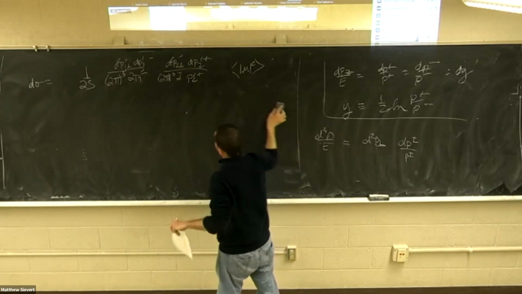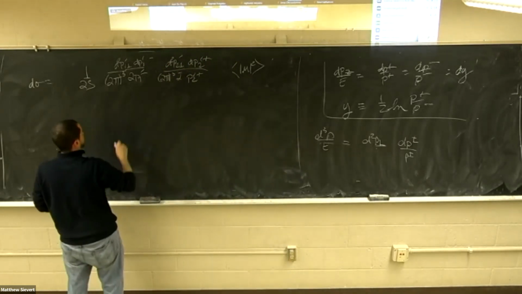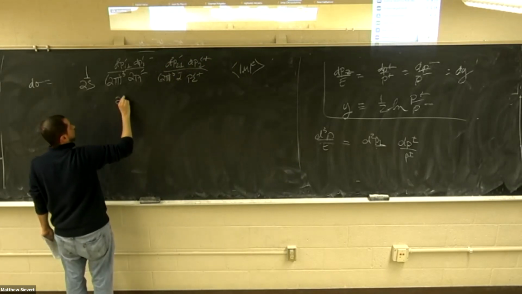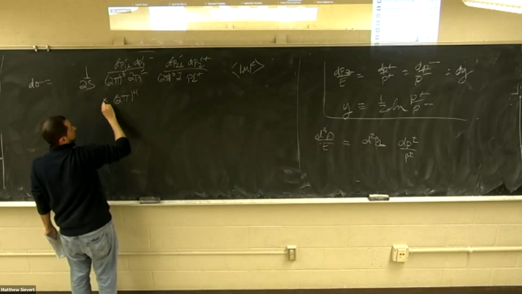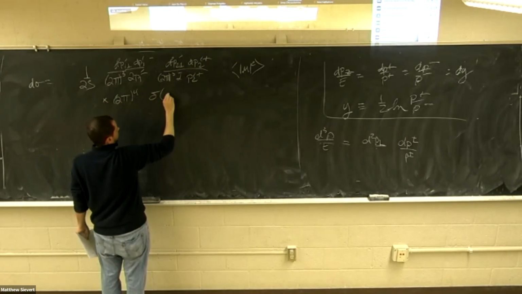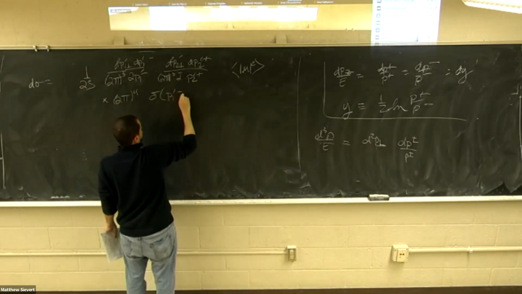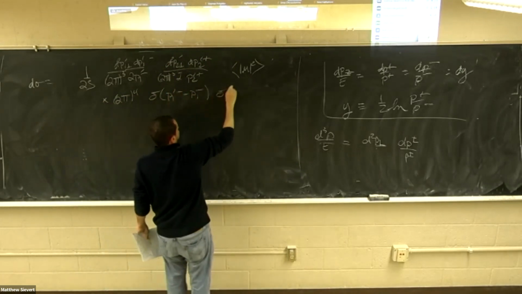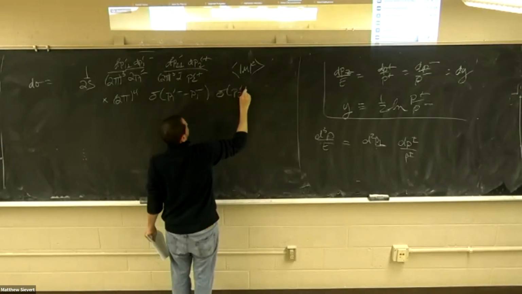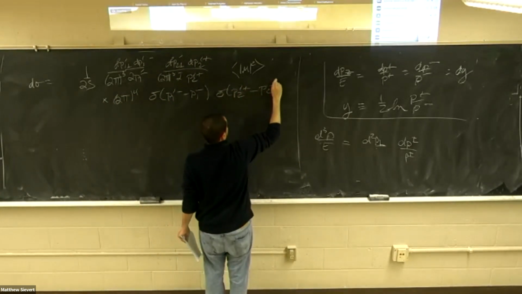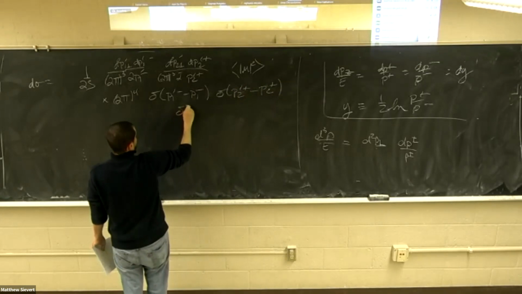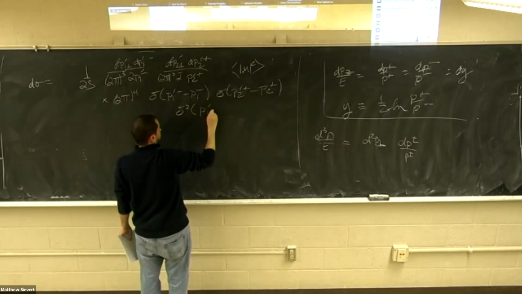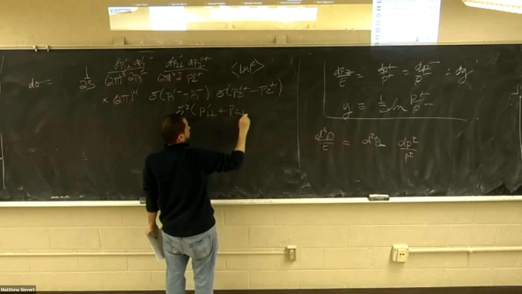And then for the momentum conserving delta function, I have conservation of all of the light front components. So I have times (2π)⁴ delta of p1 prime minus minus p1 minus, delta of p2 prime plus minus p2 plus, and then delta² of p1 prime perp plus p2 prime perp.